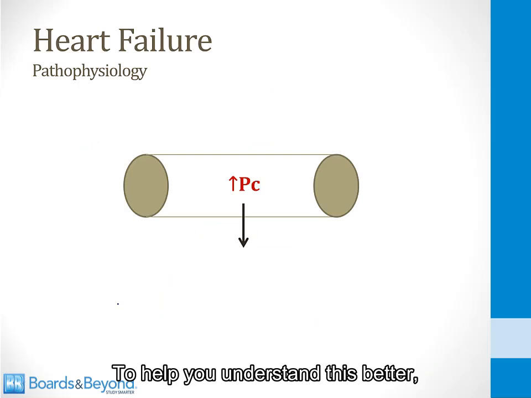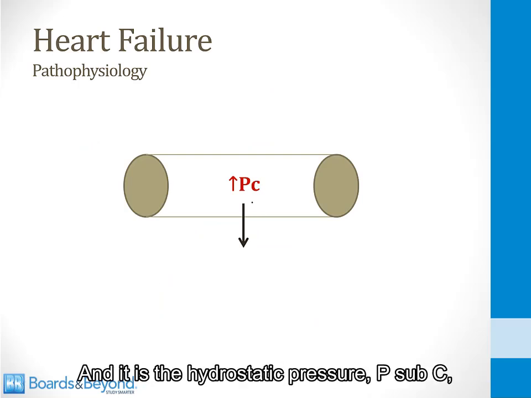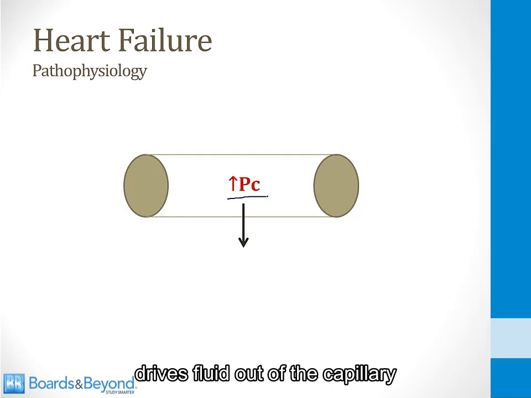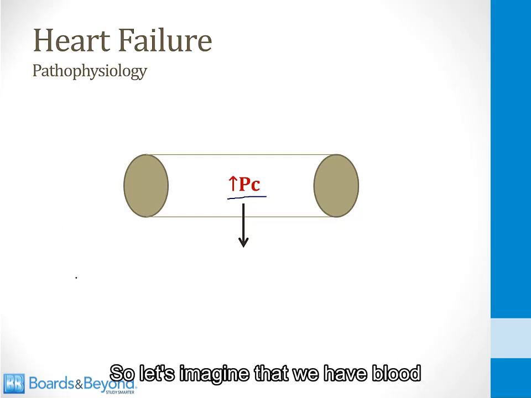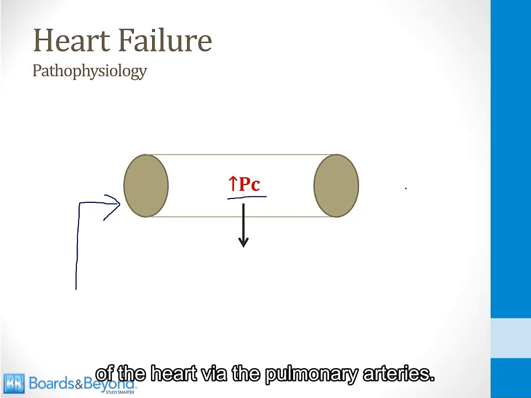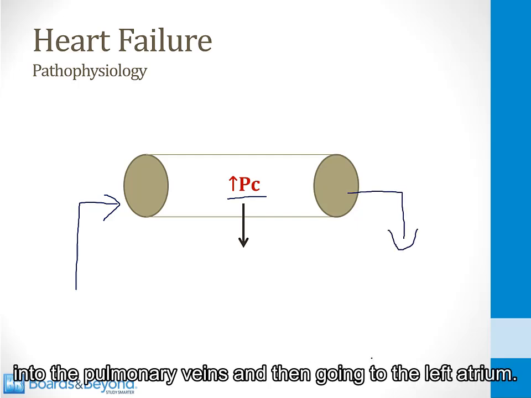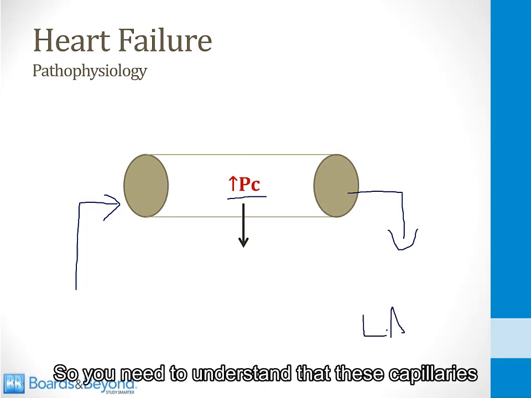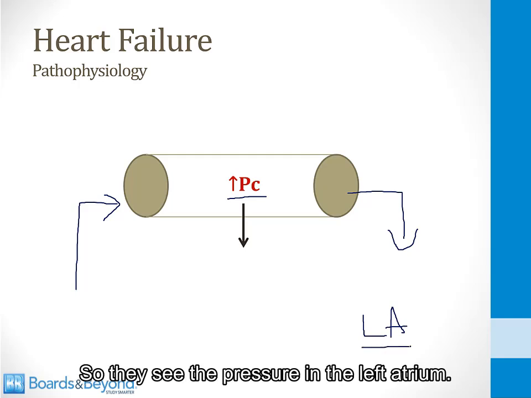To help you understand this better, I've drawn a pulmonary capillary on the screen here. And it is the hydrostatic pressure, P sub C, in the pulmonary capillary that drives fluid out of the capillary and into the interstitial space in the lungs. So let's imagine that we have blood flowing into this capillary from the right side of the heart via the pulmonary arteries, and then we have blood exiting this capillary into the pulmonary veins and then going to the left atrium. So you need to understand that these capillaries in the lung are connected to the left atrium, so they see the pressure in the left atrium.